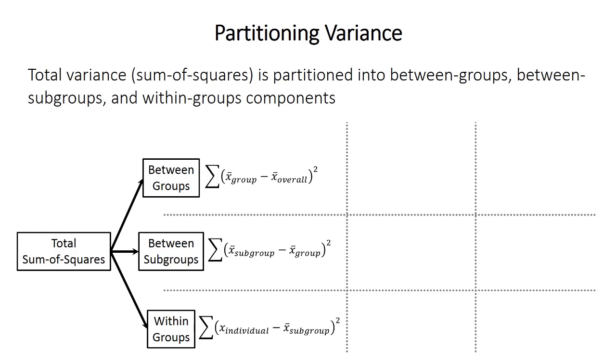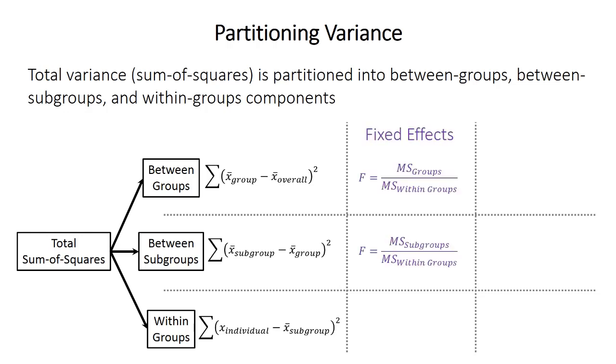But here, the calculation depends on the structure, whether it's fixed effects or random effects. So if the subgroups are fixed effects, the F statistic for the main group is the between groups mean square divided by the within groups mean square, and the F statistic for the subgroup is the between subgroup mean square also divided by the within groups mean square. But if you're looking at random effects for your subgroups, we don't really consider the subgroups F statistic, but the F statistic for the main groups is the between group mean square, in this case divided by the between subgroup mean square.